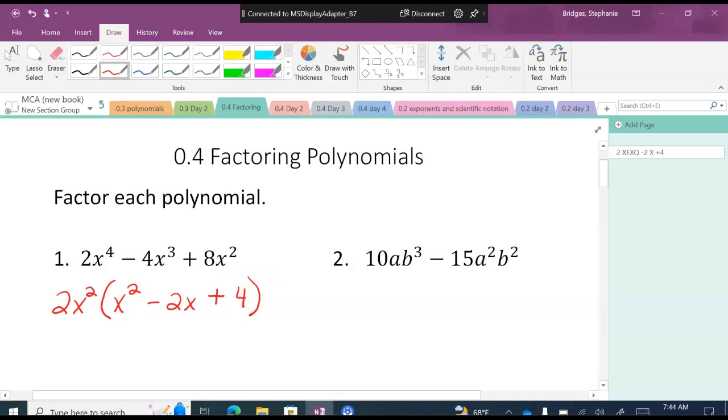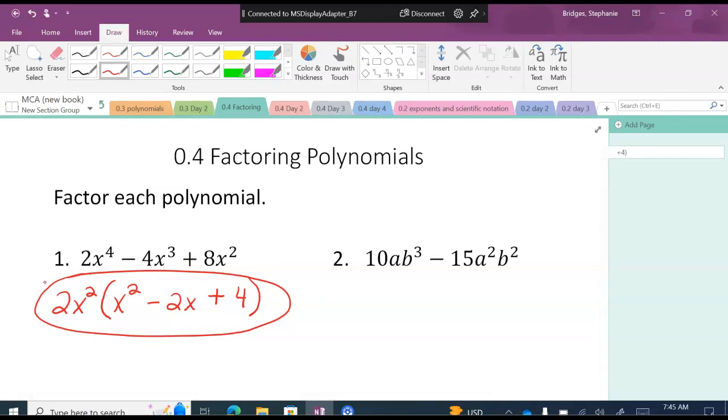Now, normally from here, we would look at what's in our parentheses, the x squared minus 2x plus 4, and try to continue to factor. But since we haven't really talked about factoring anything, that actually doesn't factor any further. So this is all I can do. Sometimes when you factor, all you can do is pull out that greatest common factor. You can't continue from there. You can't break it down any further. Does that make a little bit of sense? Okay. All right, what I want you to do is try number 2.